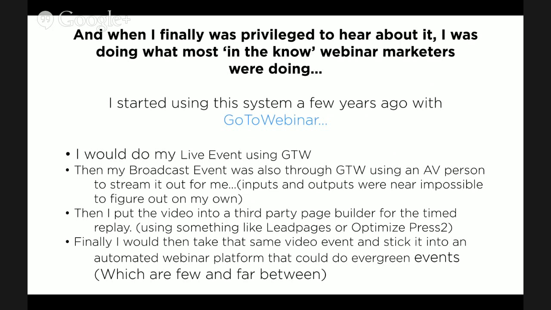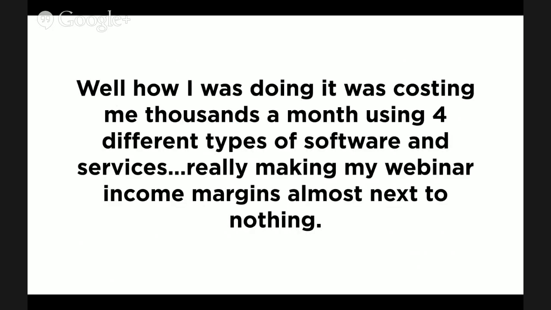And then I'd have to go and finally put it into a final software that did the evergreen events and all this stuff. Here's the deal. All this stuff, 4 different types of software, costing a lot of money. And I didn't get the income margins I needed because I was paying way too much for all these things put together. This was costing me thousands of dollars.